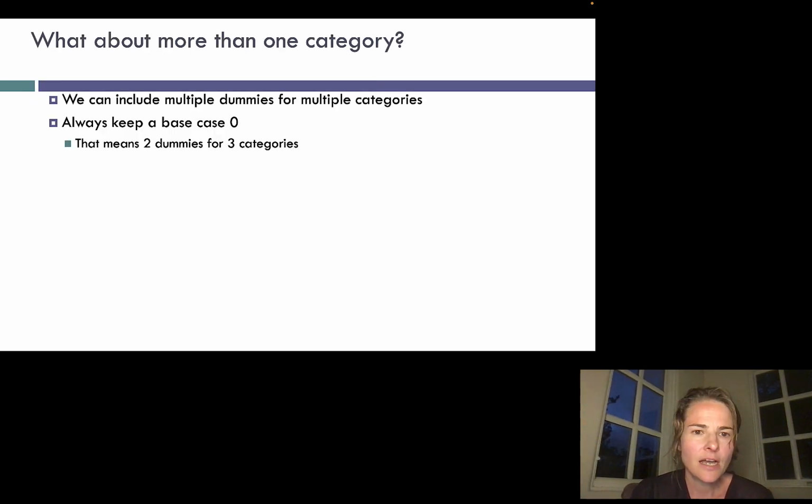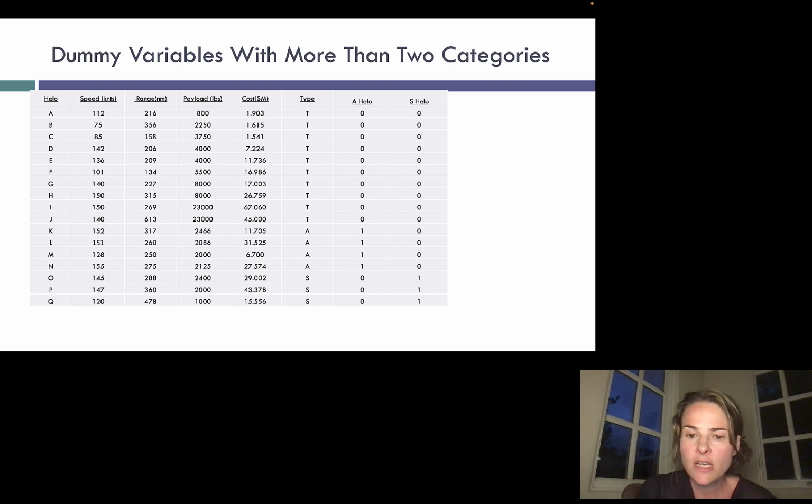All right. We can include all of these as dummy variables. Essentially what we do is we keep a base case of 0, and so we'll have essentially 2 dummy variables for 3 categories. Doesn't matter which ones are which, but you're going to make up 2 new ones, keeping in mind.